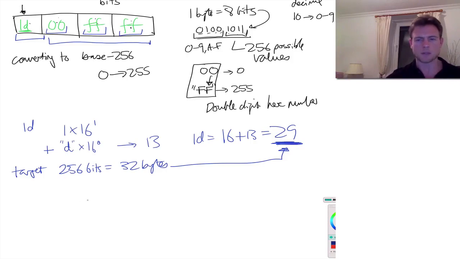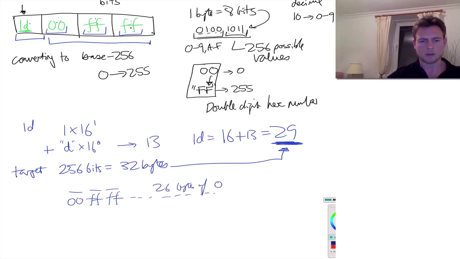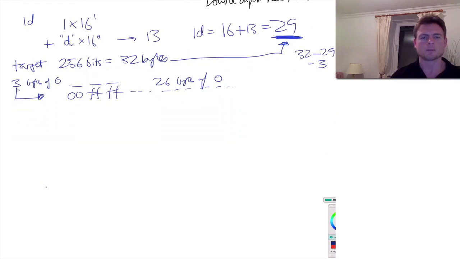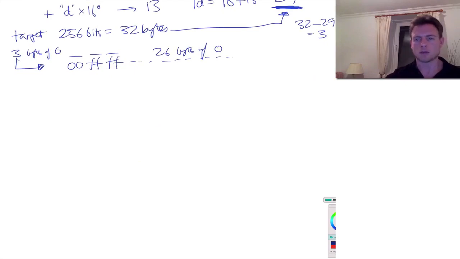So we have 00 FF, right? So that's a byte, that's a byte, that's a byte, and then we have 26 bytes of 0, because these are the significant bytes and everything else is 0. And then on the front we have 32 minus 29 equals 3 bytes of 0. So that's what our Genesis block hash target looks like.